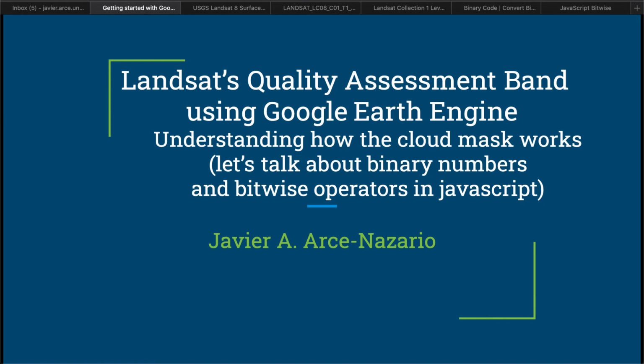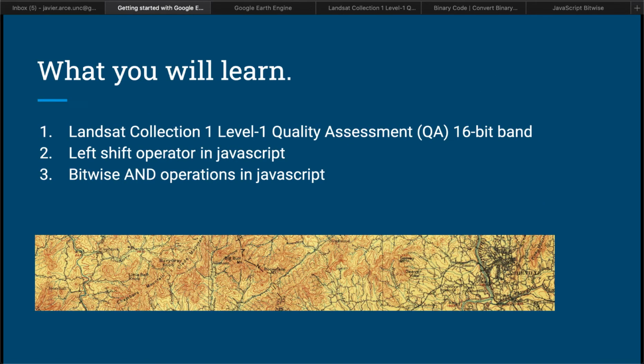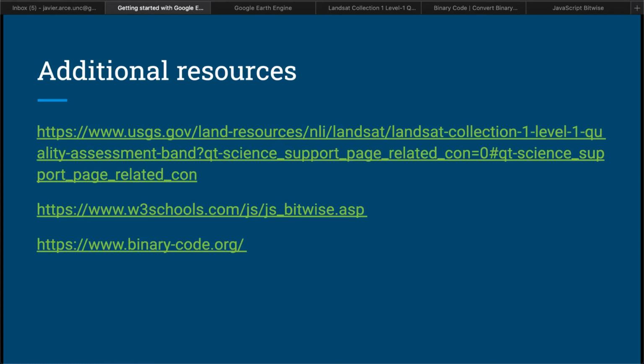I have another video where I show you specifically what the function is doing, but here I enter a little bit more in detail about understanding functions and the operators in JavaScript. You will learn what this Landsat quality assessment 16-bit band is, what the left shift operator in JavaScript is, and what a bitwise AND operation is in JavaScript. You will have some additional resources that I will put in the links below.